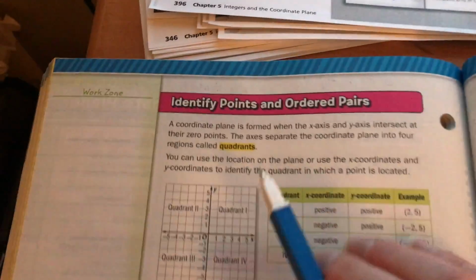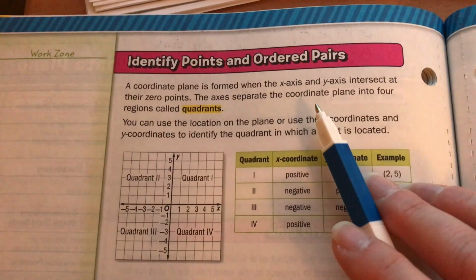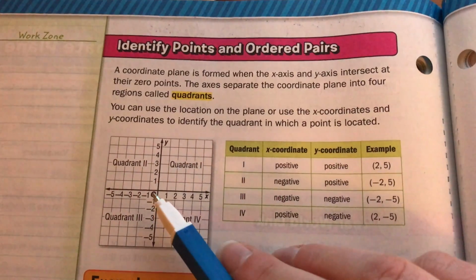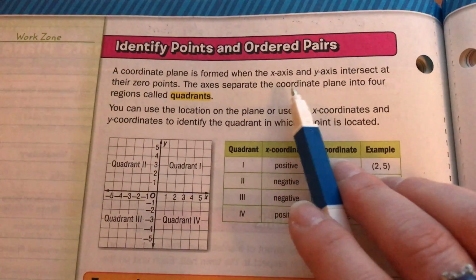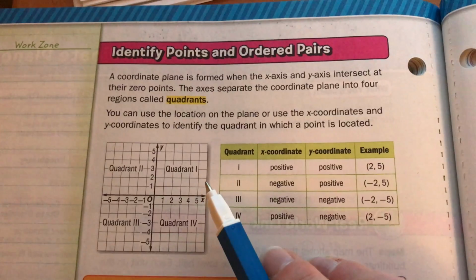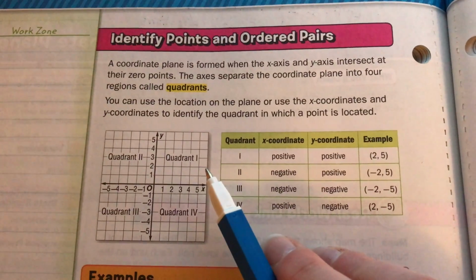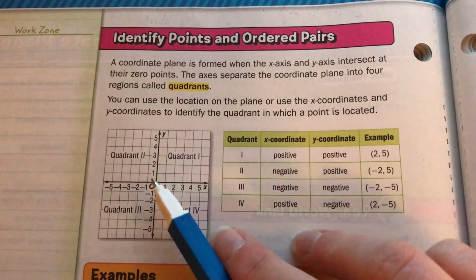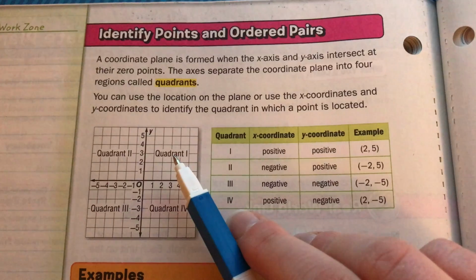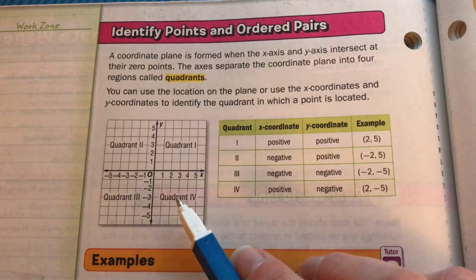This is the reflections. A coordinate plane is formed when the x-axis and y-axis intersect at their 0 points. So this is the 0 point. This is the x-axis. This is the y-axis. And the axes separate the coordinate plane into 4 regions called quadrants. You can use the location on the plane or use the x coordinates and y coordinates to identify the quadrant in which a point is located. So the quadrant that we're most familiar with is quadrant 1. And then the quadrant numbers go counterclockwise, so the opposite way of a clock. So 1, 2, 3, 4.